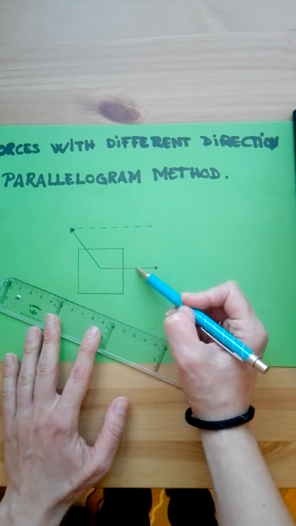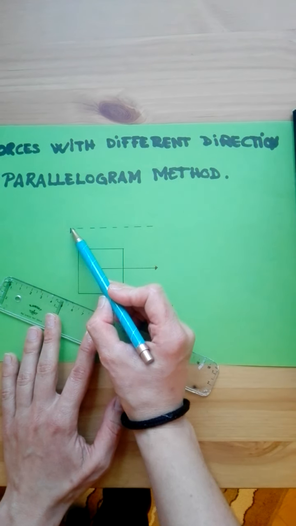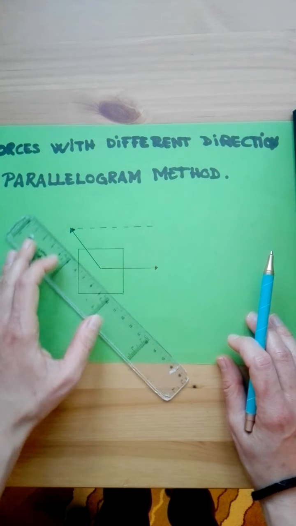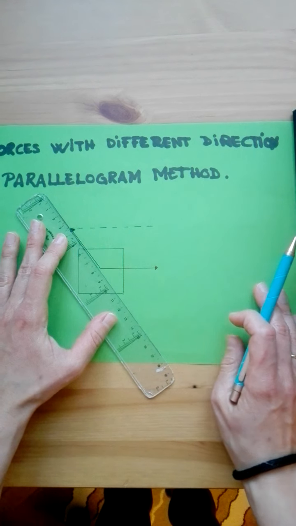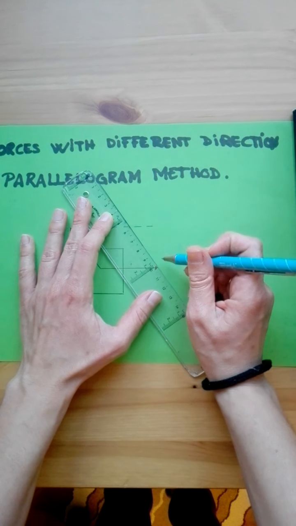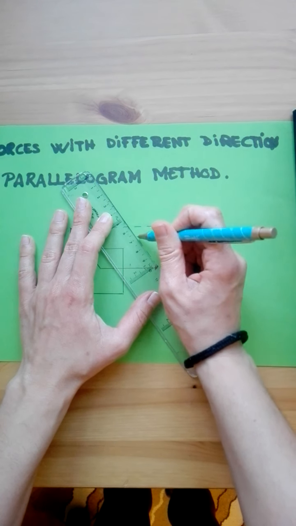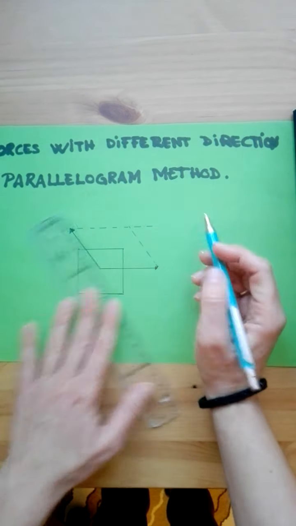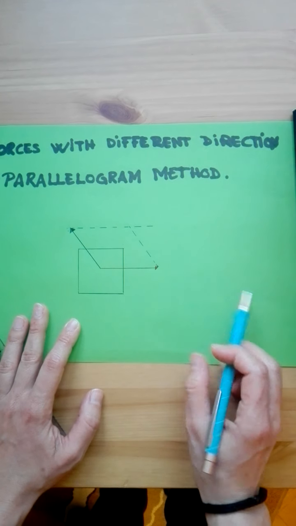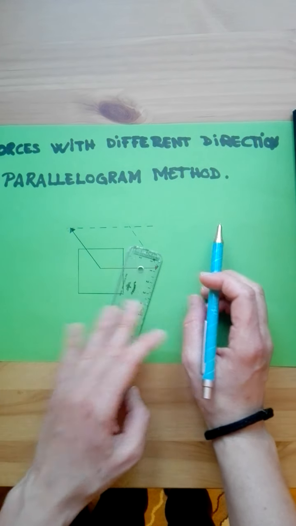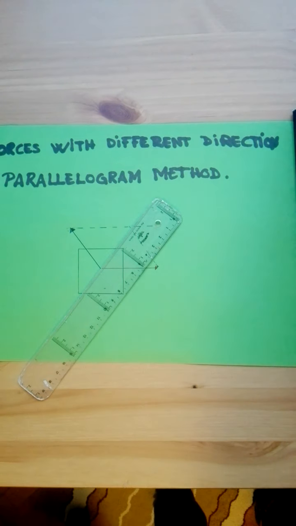And now draw this line parallel to this vector at the final part of this vector. And now another parallel line to the other vector, the blue one in this case, at the final part of the other vector. Okay, now we have a parallelogram. The diagonal of this parallelogram is the resultant force.